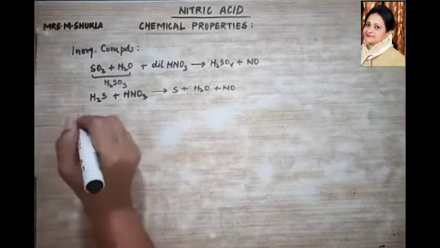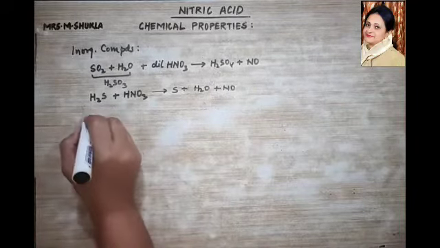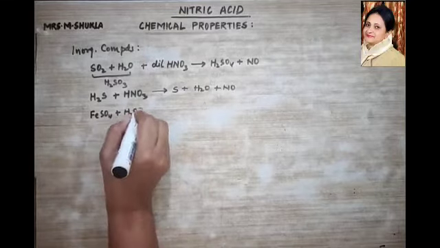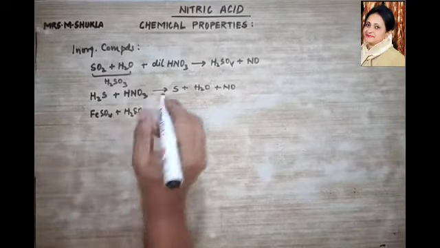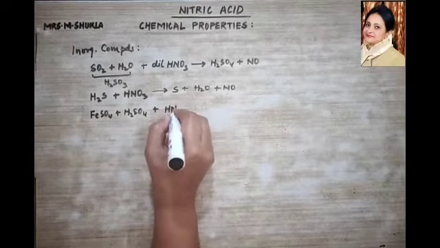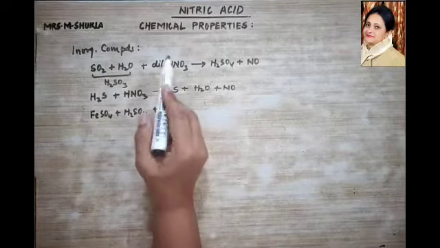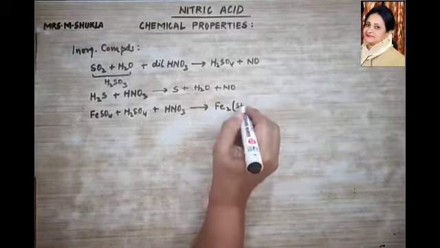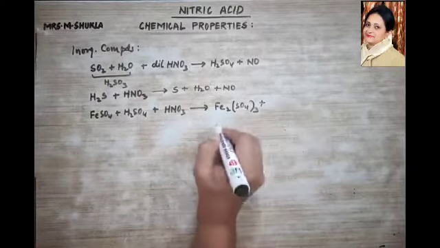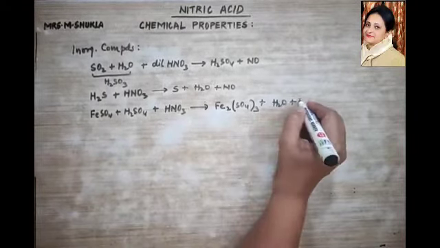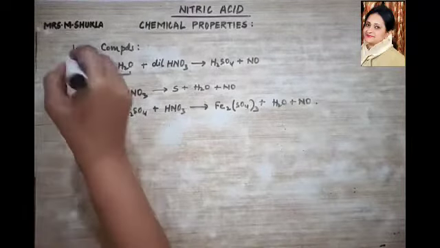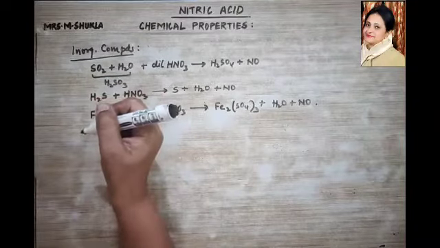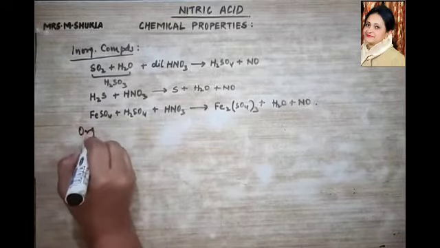Similarly, if we take acidified FeSO4, how do we write acidified FeSO4? FeSO4 plus H2SO4. This acidified FeSO4 when treated with dilute HNO3, what is it going to form? It will form Fe2(SO4)3 plus water, and nitric oxide will be given out. So these are some of the reactions with inorganic compounds. And the last part in this video is for organic compounds.